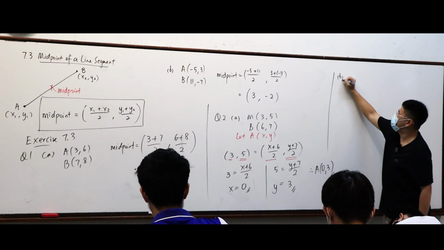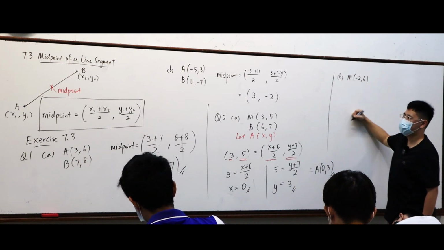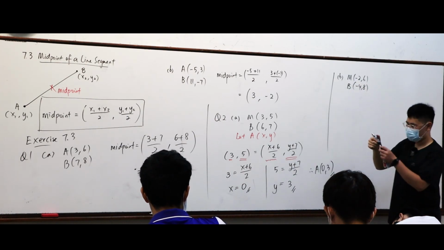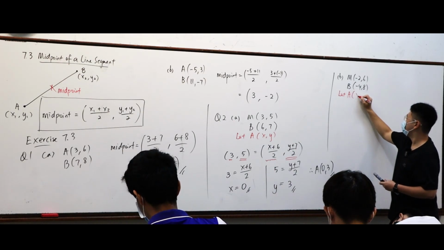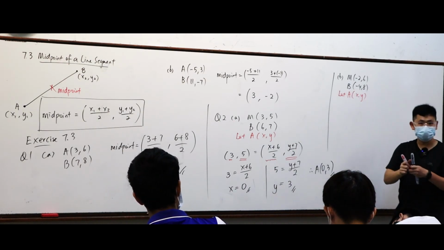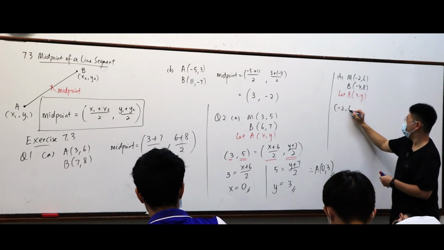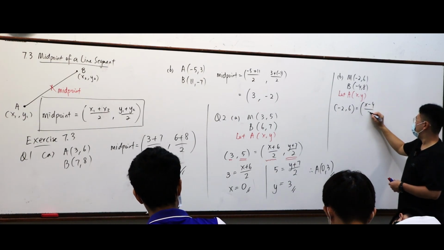Then for part B over here, the midpoint is (-2, 6). B is (-4, 8). And what we can do is let point A, the point we need to look for, be X and Y in general. Same thing, the coordinates of the midpoint are going to be equal to the average of these.